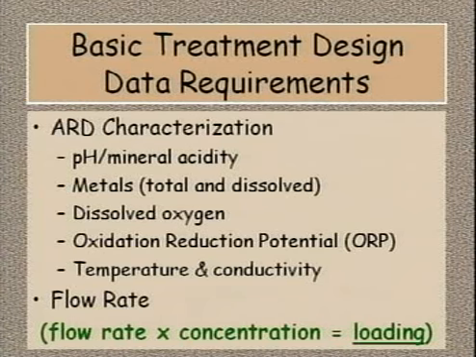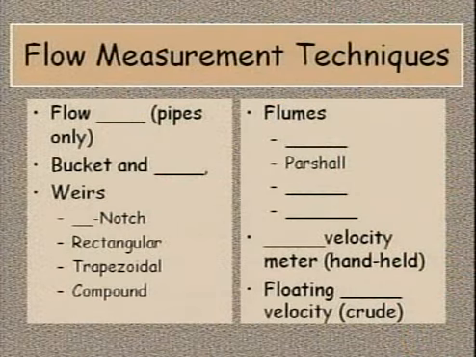And it's important in the design process because it's used to determine the amounts of chemicals required to treat the ARD in case of an active system, or it can be used to determine the size or area extent of a passive treatment system. And it can also be used as a yardstick to evaluate just how well an ARD remediation measure is working.